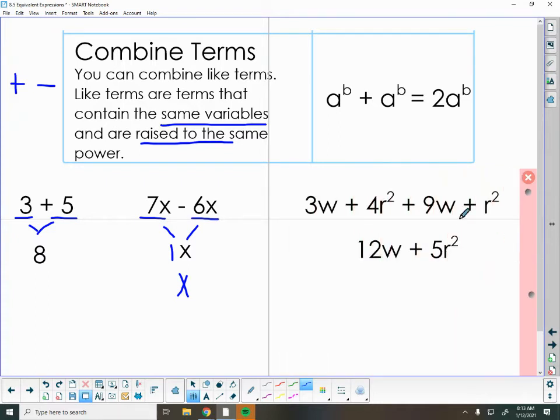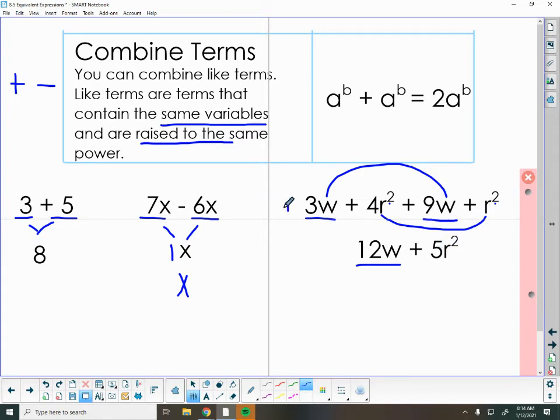Okay, and here, so more complicated ones. We have 3 w's plus 4 r squareds plus 9 w's plus r squareds. So I'm seeing we have some different variables in here. So we can only combine things that have the same variable and the same power. So here's a w and a w, and they both don't have a power with them. So I can put those together. 3 w's plus 9 w's is 12 w's. So here I have an r, and they're both squared. So I can put those together. So I can say 4 r's plus 1 r is 5 r's squared.